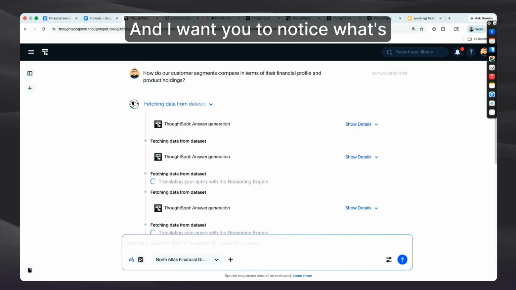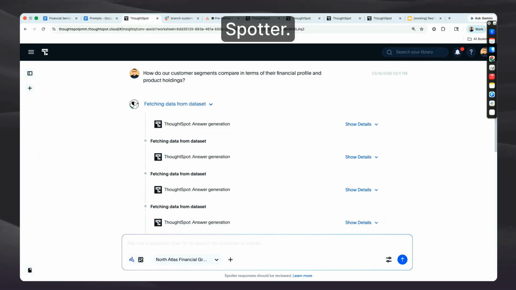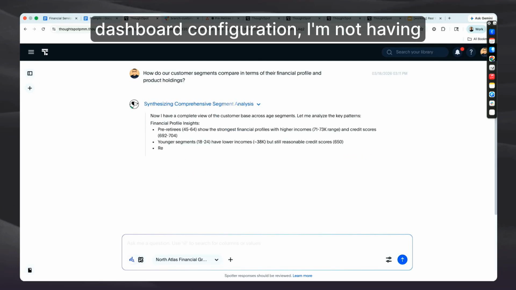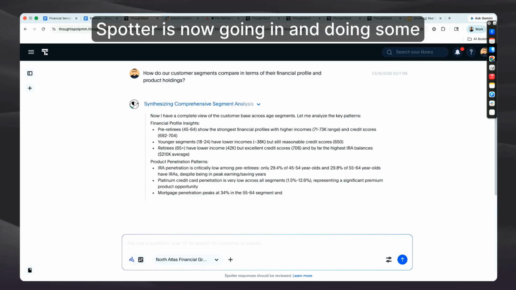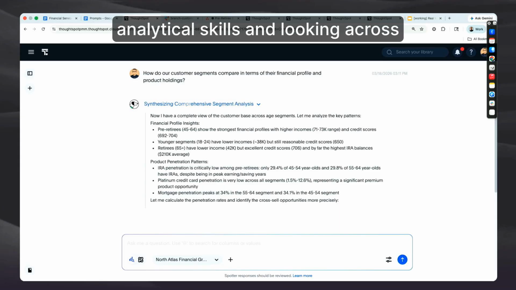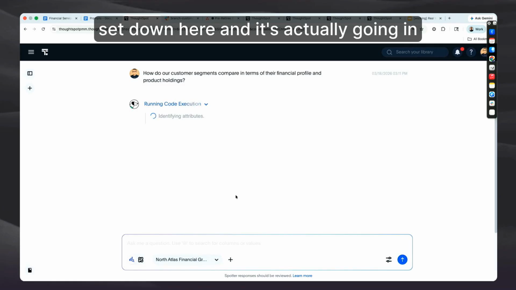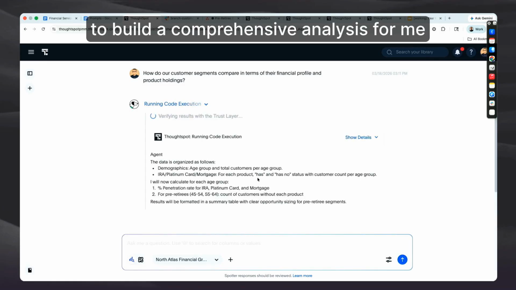And I want you to notice what's happening here. We have a business question that I ask Spotter. There's obviously no SQL, there's no dashboard configuration. I'm not having to do any kind of data request. Spotter is now going in and doing some deep reasoning, leveraging its deep analytical skills and looking across multiple data sets. You can see the data set down here. And it's actually going in simultaneously and is going to come back to build a comprehensive analysis for me.